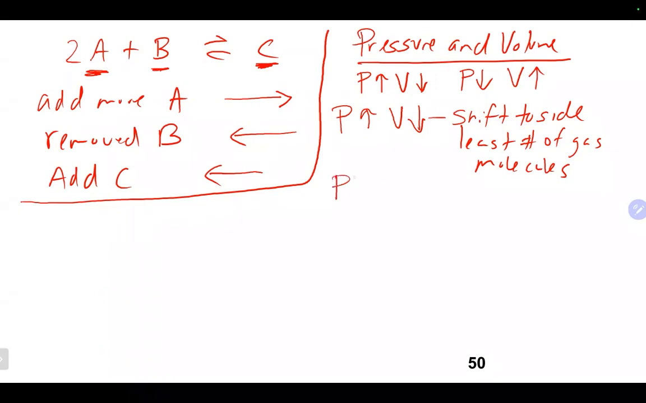If we lower the pressure, that means we have a bigger volume. So kind of the opposite here. The change that's happening is the pressure is decreasing. So we kind of want to bring the pressure back up. We have a much larger volume, so we would need a lot more gas molecules in that bigger volume to get the number of collisions up and bring the pressure back up. So it would shift to the side with the most gas molecules.